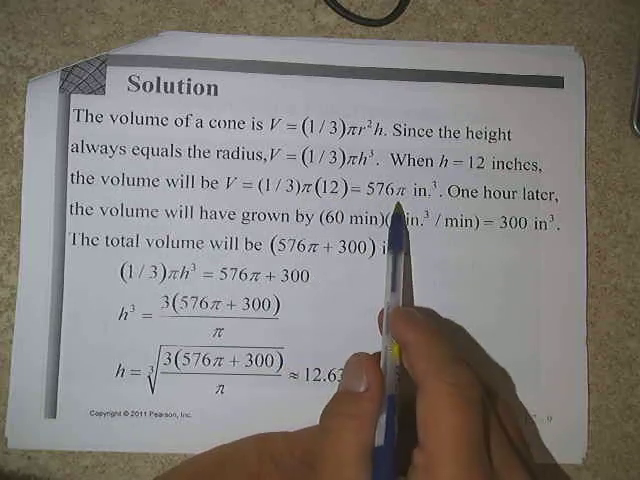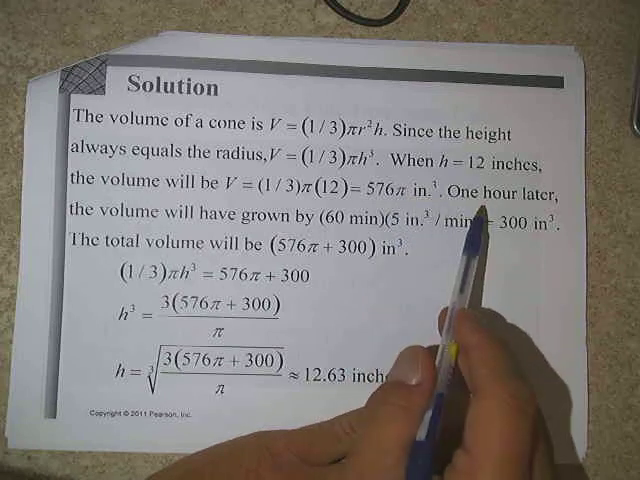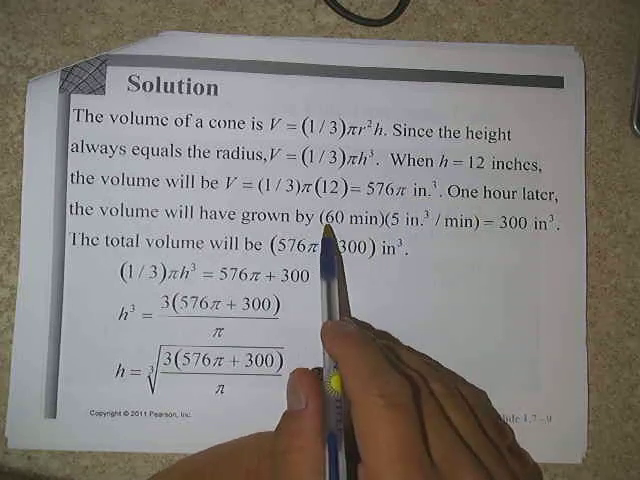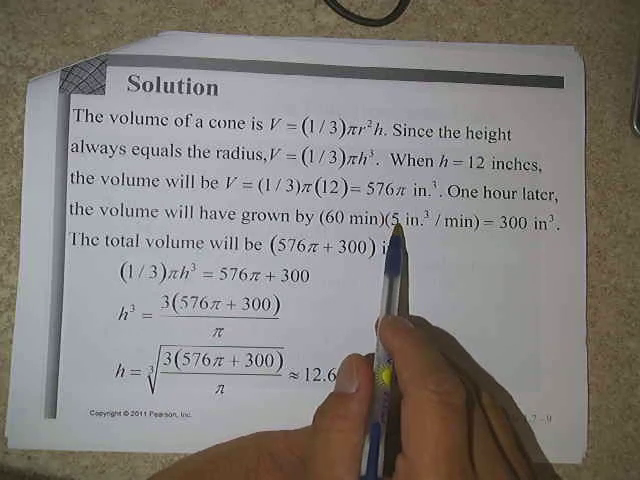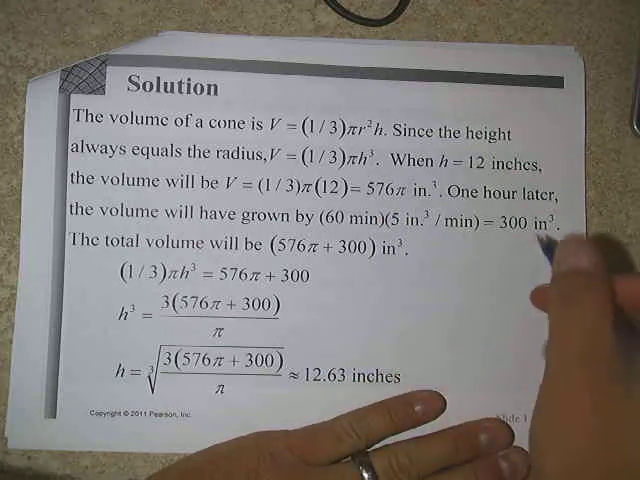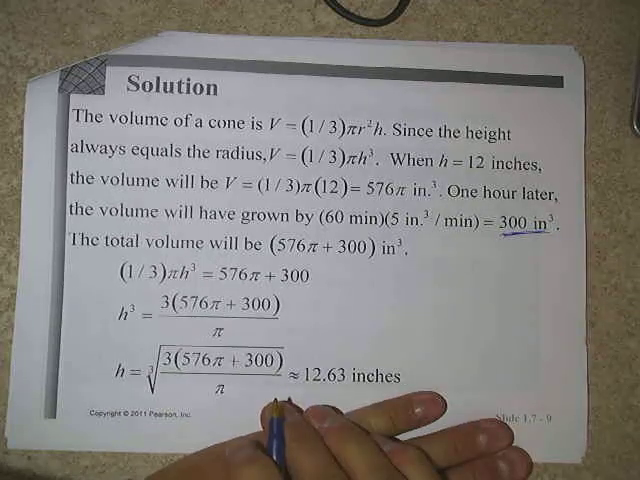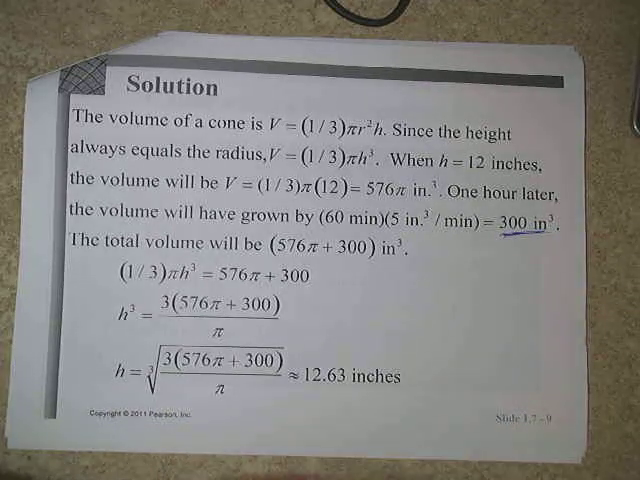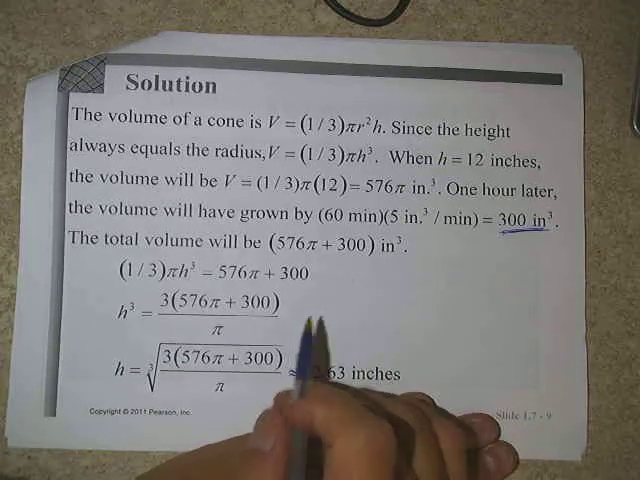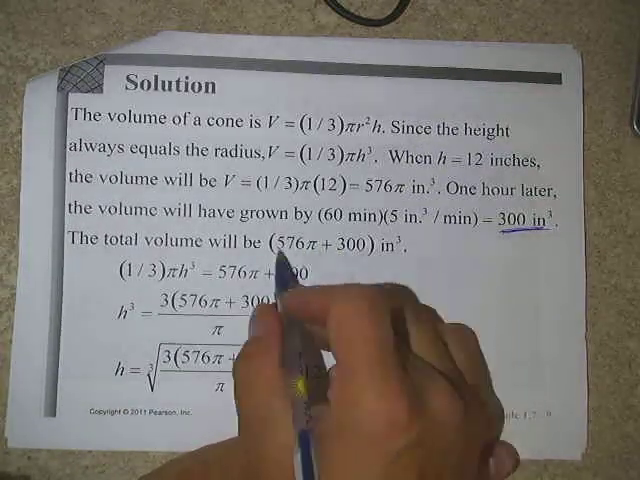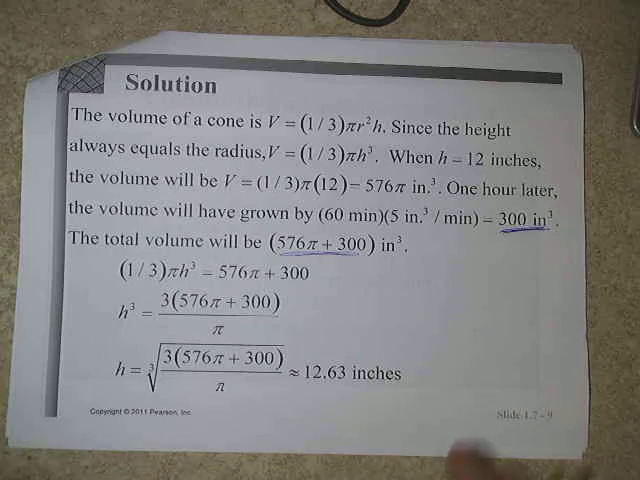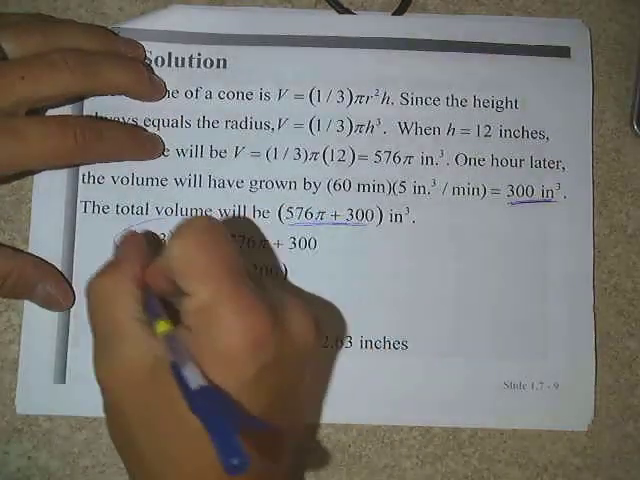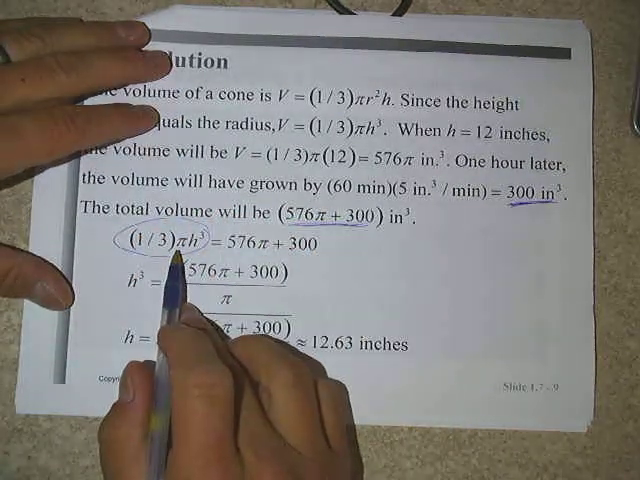let's take a look at what we did here. So again, here's our volume of a cone. When the height is 12, that's what they said. The height is 1 foot. They want to know inches here, because remember the units were inches cubed. So that means that our volume, if we put a 12 in there, is 576 pi inches cubed. One hour later, the volume will have grown by 60 minutes times 5 inches cubed per minute. So in other words, the volume will get that big. That would be the new volume after the time frame. They said an hour later.